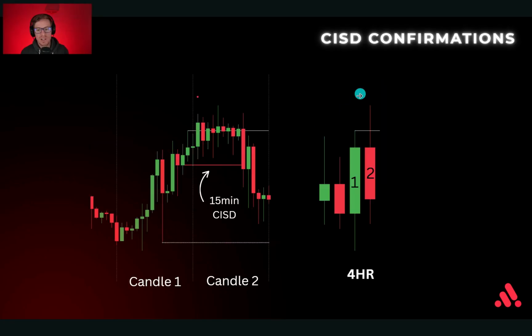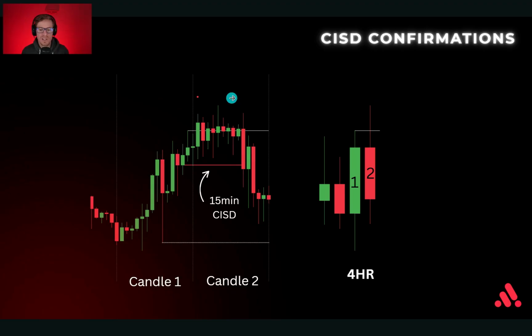Here is another example. You can see over here on the higher time frame candles, we got a candle 1, which basically we get the failure to displace of candle 2. We get a swing high being formed. This confirms for us now that we're looking for a short position because we get a candle 2 closure.